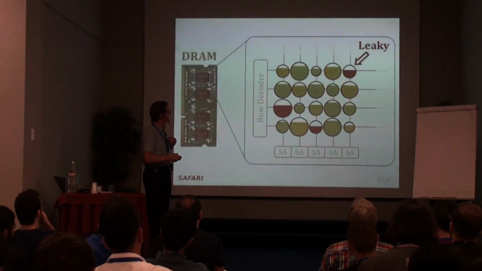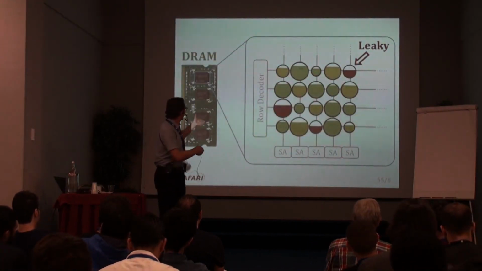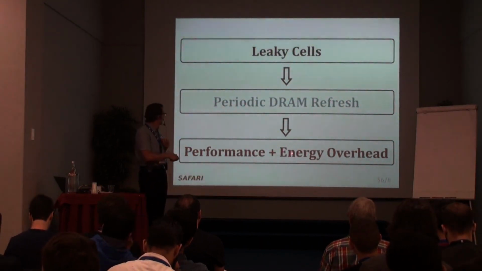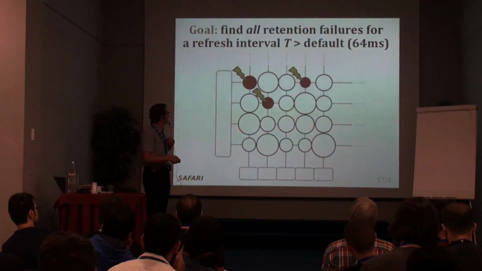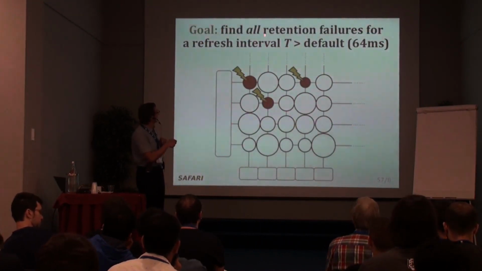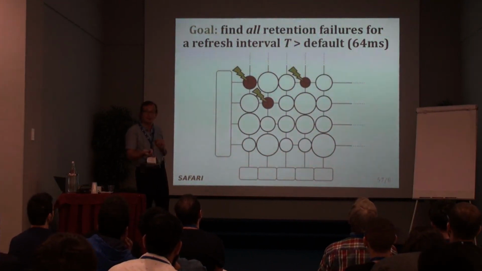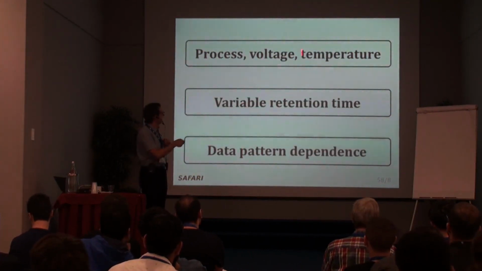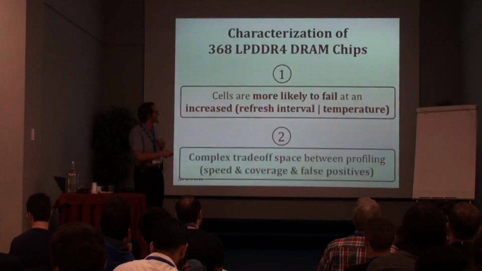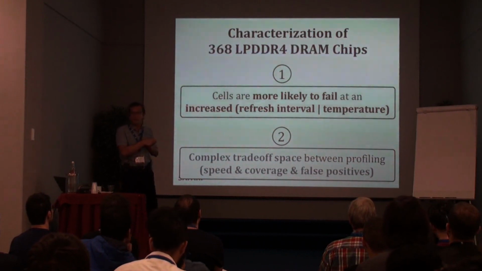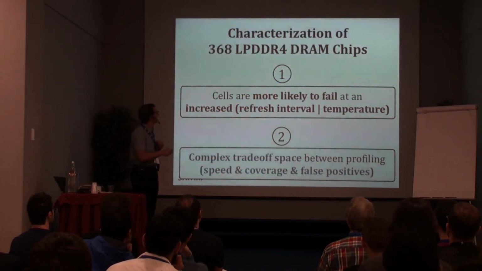But if you're really interested, this is really the state of the art. And you know the problem by now. You have leaky cells, you need to periodically refresh DRAM, and this leads to performance and energy overhead. And the goal we have is to find all retention failures for a refresh interval T that's greater than the default. Right? So how do you do that? There are a bunch of effects, as we've discussed, that are not good. And so we characterized a large number of LPDDR4 chips. This is really the state of the art.